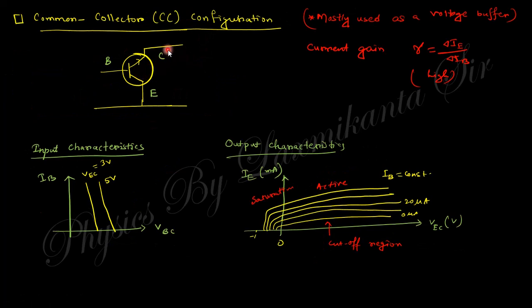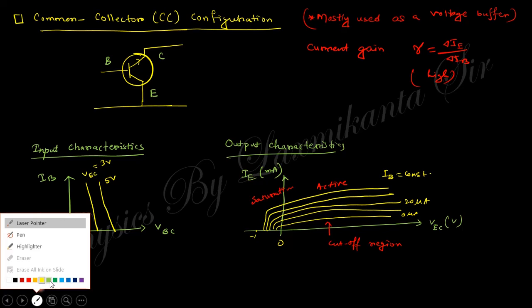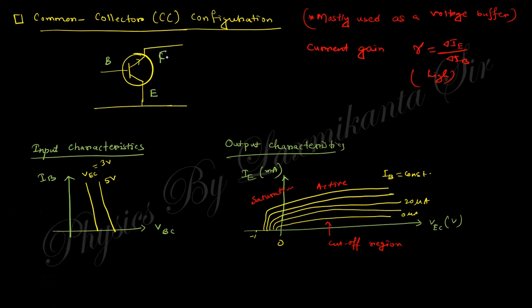For common collector, oh sorry, I wrote it wrong here, this is emitter and this is collector. This collector is common between input and output. This is actually used for the voltage buffer, and current gain is denoted by the output current. Gain is nothing but the output current by the input current, so the output current is IE and the input current is IB.